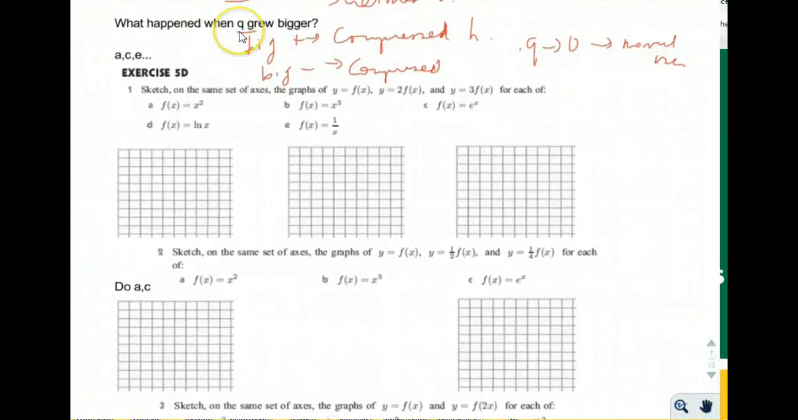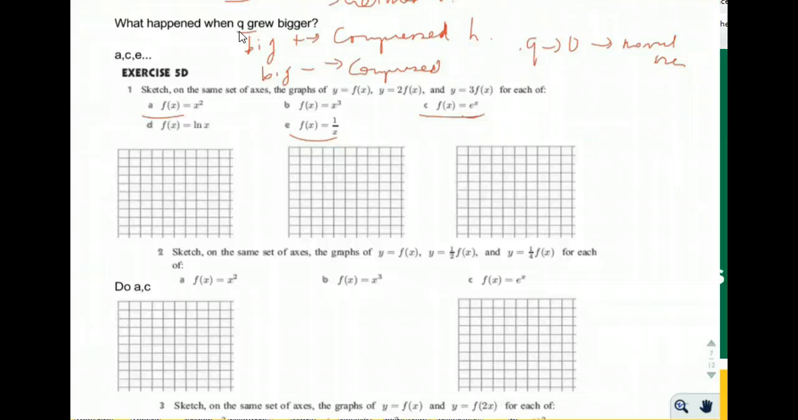Okay, so first, sketch on the same set of axes the graphs of y equals f of x, y equals 2f of x, and y equals 3f of x for each. So we'll do A, C, and E for this one. Since I always do the parabola, you're probably sick of that, and I also always do the hyperbola, so how about if I do e to the x? What would e to the x look like?